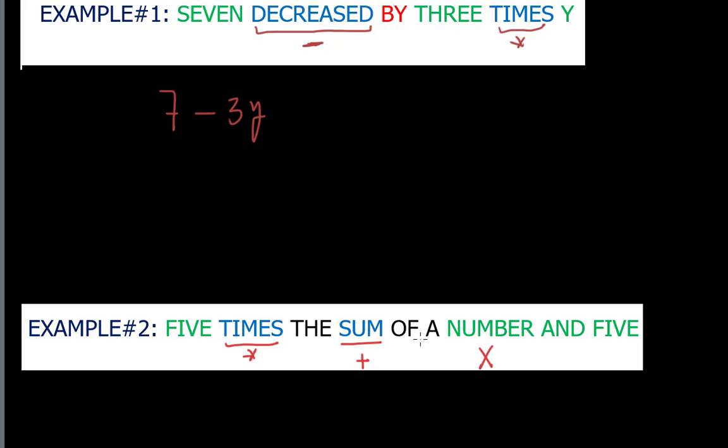Whenever the sum is involved, we are adding 2 terms, whether it's 2 variables or 2 numbers. So we will add this number and 5. Then we will multiply by 5. So how do we translate? We know we have the sum of x plus 5. Then we will multiply by 5.